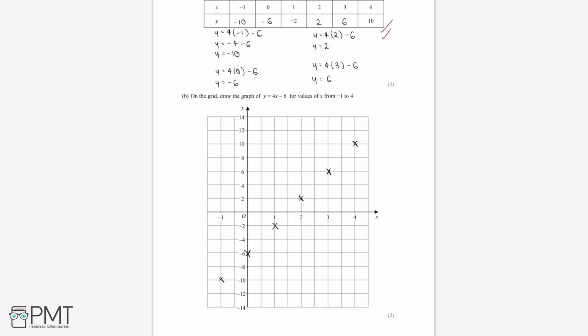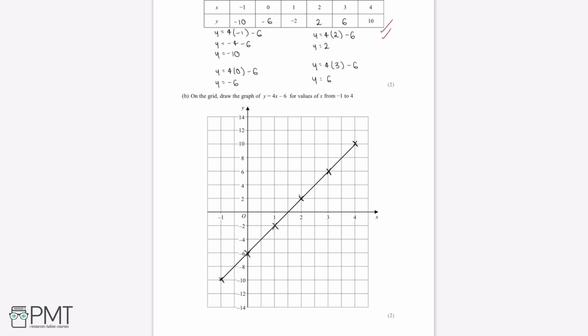And now the final thing we need to do is draw a straight line to connect these coordinates. And our line should pass through all of the coordinates. And it's important to remember to draw this with a ruler. So our final graph of y equals 4x minus 6 should look like this.